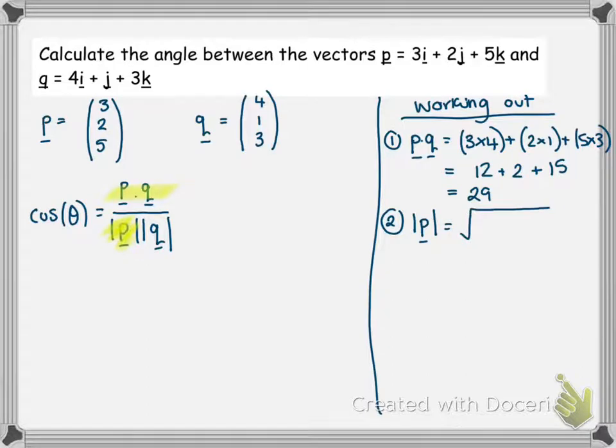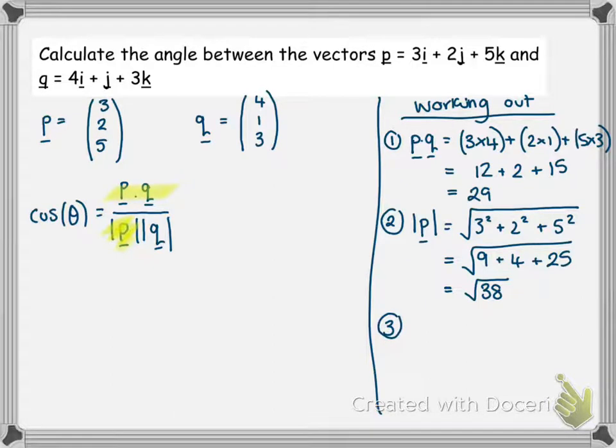The second thing I'm going to do is work out the magnitude of P. So that'll give me the square root of 3 squared plus 2 squared plus 5 squared. So 9 add 4 add 25. So that's root 38. There's no need for me to simplify that or turn it into a decimal, just leave it as it is because it's just something we're going to plug into a formula, so don't worry about trying to simplify it.